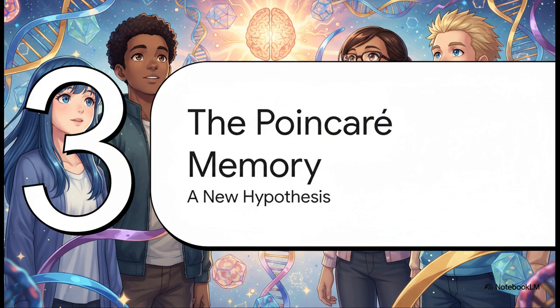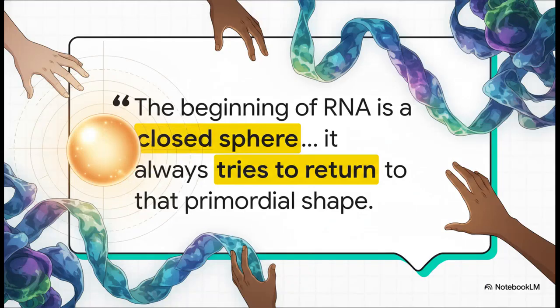The idea was called the Poincare memory. The core idea here was this huge philosophical leap. The creator started thinking, what if the reason RNA folds isn't just because it's being bounced around by external forces? What if the chain itself remembers where it came from? What if, at the dawn of time, RNA started as a perfect, closed sphere, and it has this deep, innate drive to always return to that original shape?